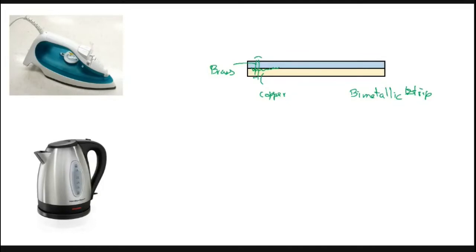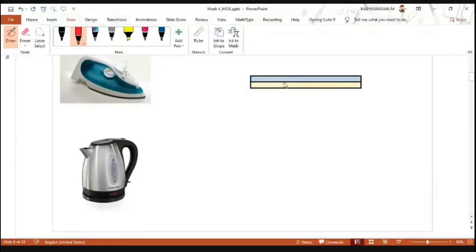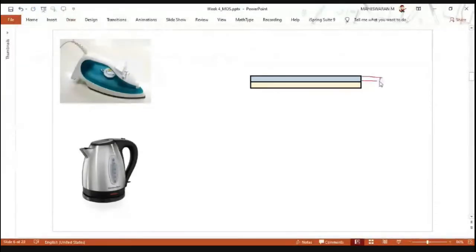When you have heat, there will be an expansion in this bimetallic strip. There are two materials here. Two materials can't expand like this because they are connected together and welded. So there is no possibility of linear expansion. So what happens is it will bend. Instead of like this, it will bend like this.